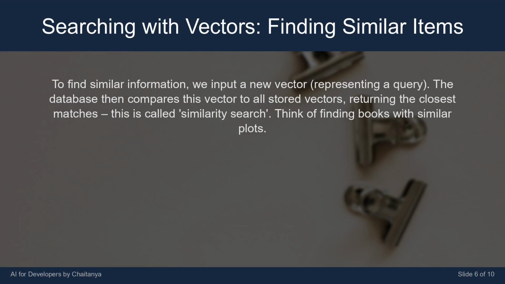To find similar information, we input a new vector, representing a query. The database then compares this vector to all stored vectors, returning the closest matches. This is called similarity search. Think of finding books with similar plots.